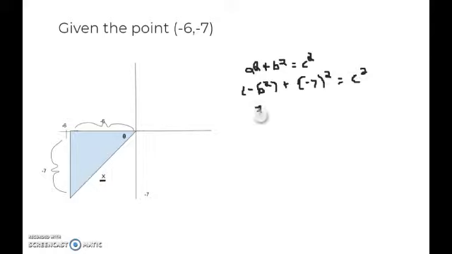And so -6 squared would be +36, because a negative times a negative would be positive. And then -7 squared would be 49, and that would be 36 plus 49 equals c squared. So 85 equals c squared. And then you square root that to get rid of the squared. And so x equals the square root of 85.